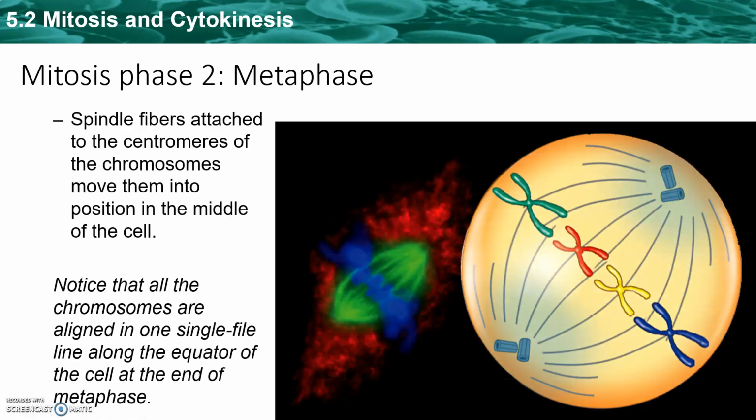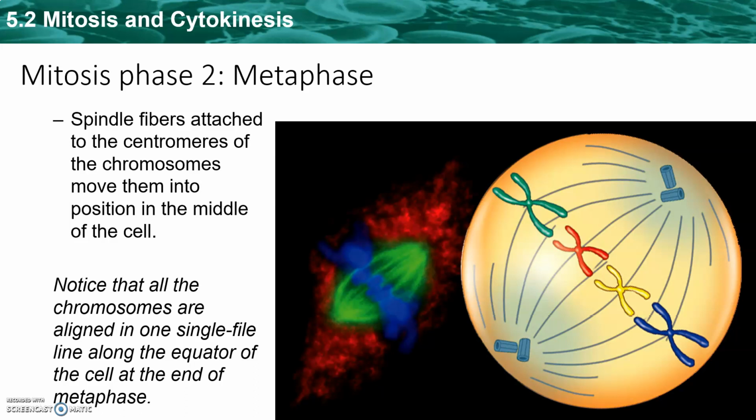All right, our next phase of mitosis is metaphase. This is probably the easiest one to recognize. At this point in time, notice how the spindle fibers are much longer, and what they have done is they have attached to the centromeres of those chromosomes, and it's the spindle fibers that actually push and pull on the chromosomes to move them into the correct location.